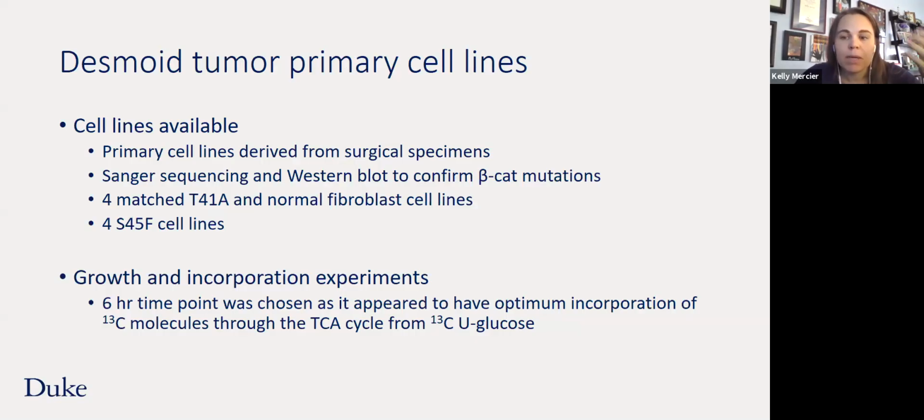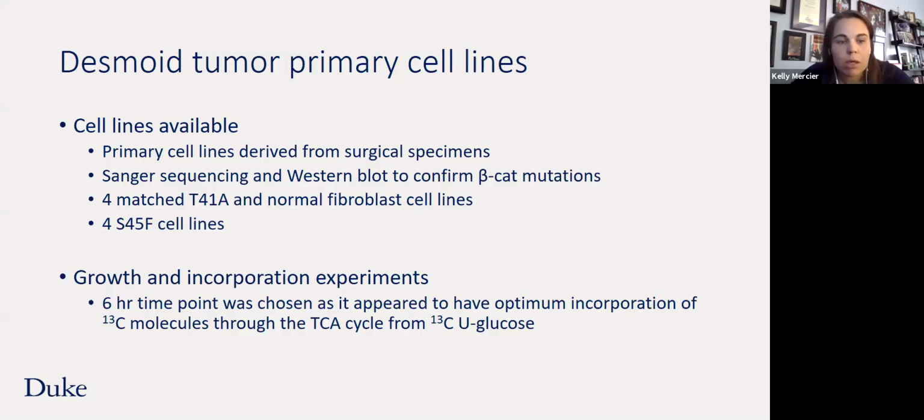I want to say a big thank you to Vijitha Kuvanar and JJ Bao at Duke for carrying out all of this laboratory work. None of this work would have been possible without them. The primary cell lines were derived from specimens that were collected at Duke and at SickKids by Dr. Allman under an overarching IRB protocol. The beta-catenin status was determined and confirmed by Sanger sequencing and Western blot. In total, we have 4 matched T41A and normal fibroblast cell lines, and then 4 additional S45F.